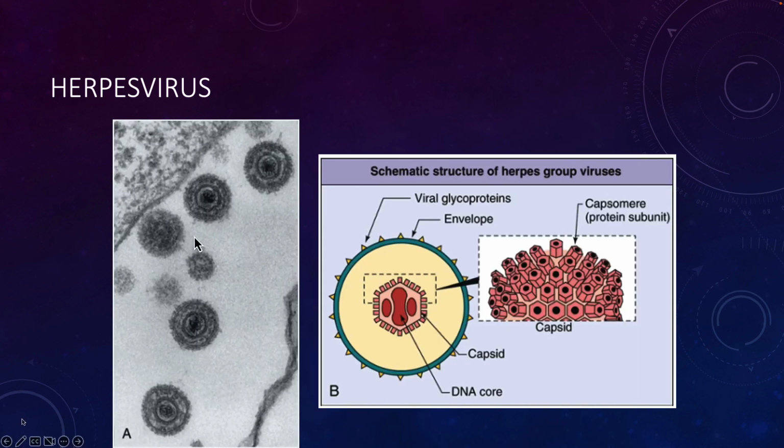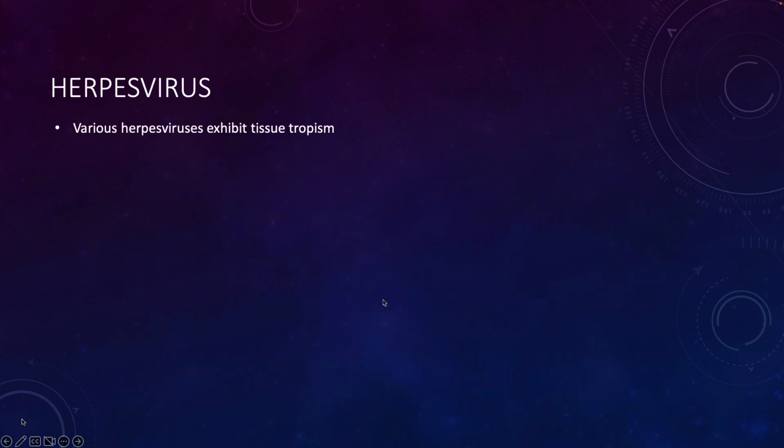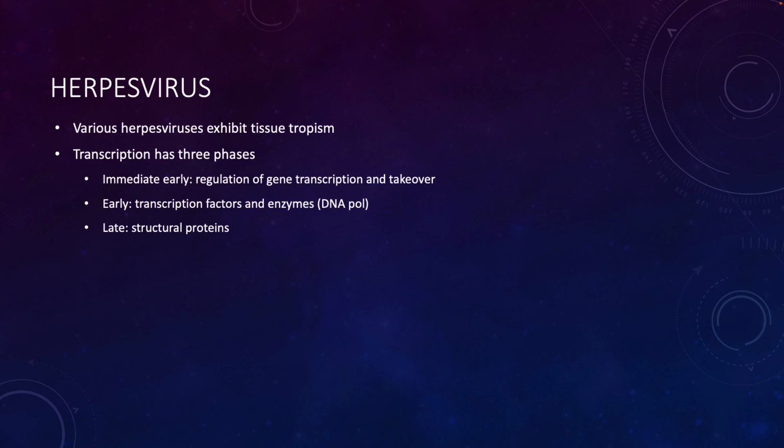This is what herpes viruses look like under an electron micrograph. You can see the envelope surrounding the capsid with the nucleic acid core. Here it is as a cartoon: viral glycoproteins, the cell envelope, the capsid, and the DNA in the middle. Depending on the herpes virus, they will exhibit tissue tropism, so they go to different tissues depending on which virus it is. The transcription of herpes viruses has 3 phases.